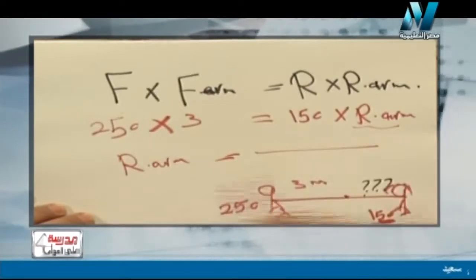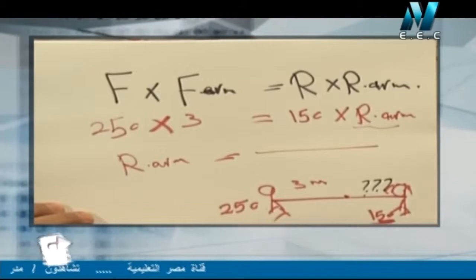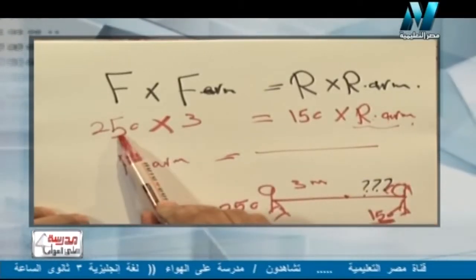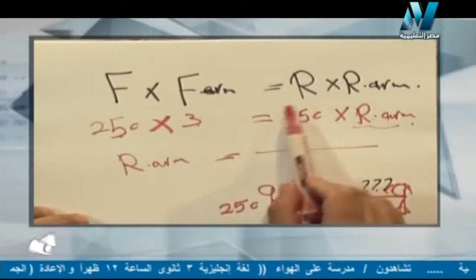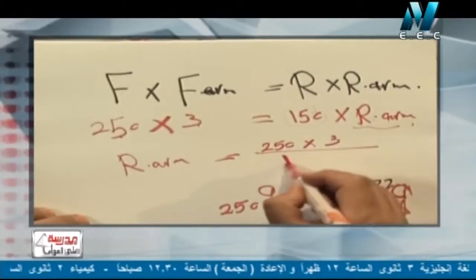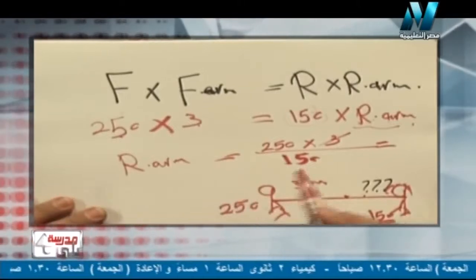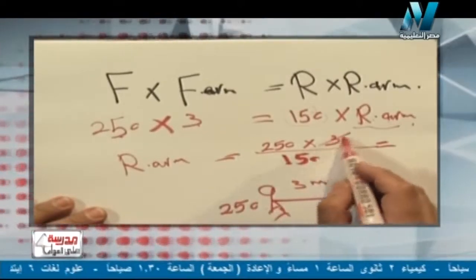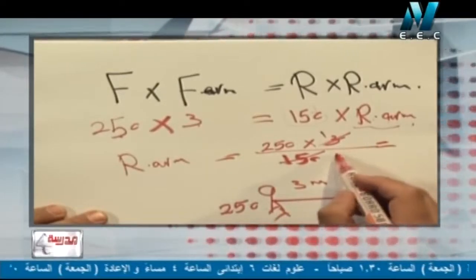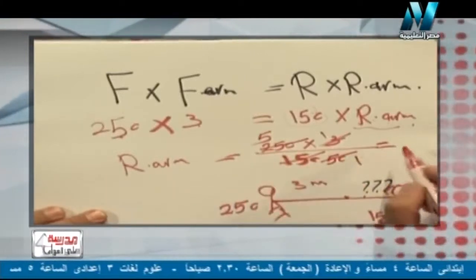I can solve this problem by cross multiplication, as you have studied in mathematics. So the resistance arm equals 250 by 3 divided by 150. We can answer this by calculator. It will be 5.